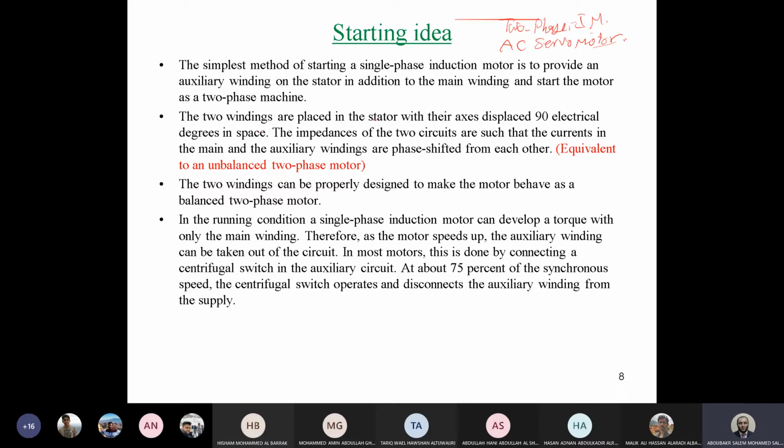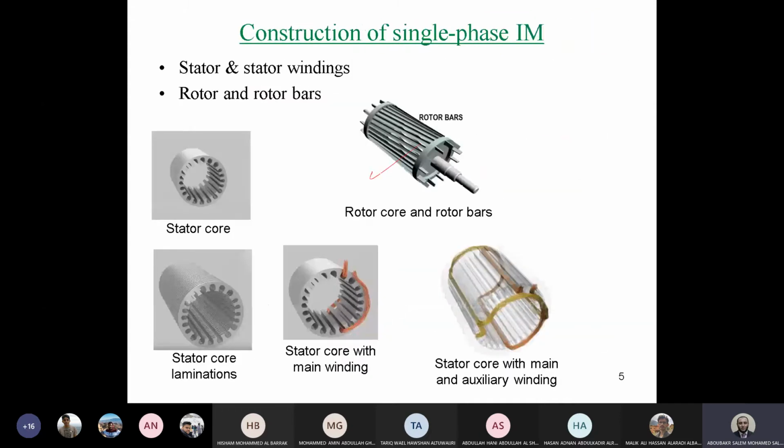So this is the discussion here. Two windings are placed in the stator with their axes displaced 90 degrees. This is what we can see in the mechanical structure here. As we said, we have one winding as main. Assume that this color is for the main winding, and the other color here is for the auxiliary winding.